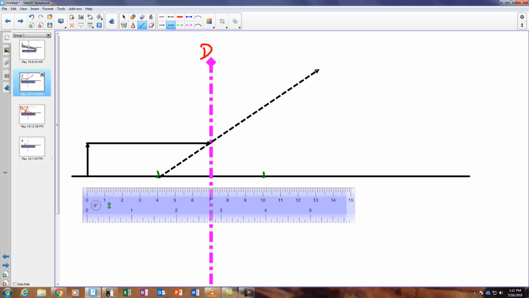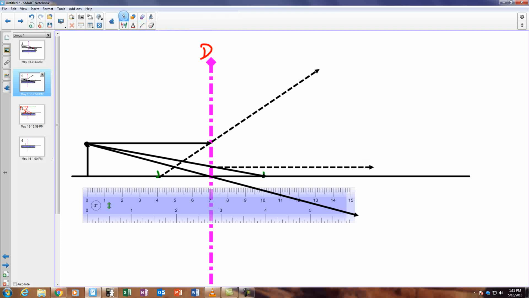The next ray of light is the central ray, and it never gets deflected. It just goes straight through the center. And then the last ray is the one that's going to try to come through the far focus. It's going to aim for way over here. The problem is that as soon as it hits the center of the lens, it gets deflected and goes out parallel. So the part of the line that's right here doesn't actually occur because it gets bent.